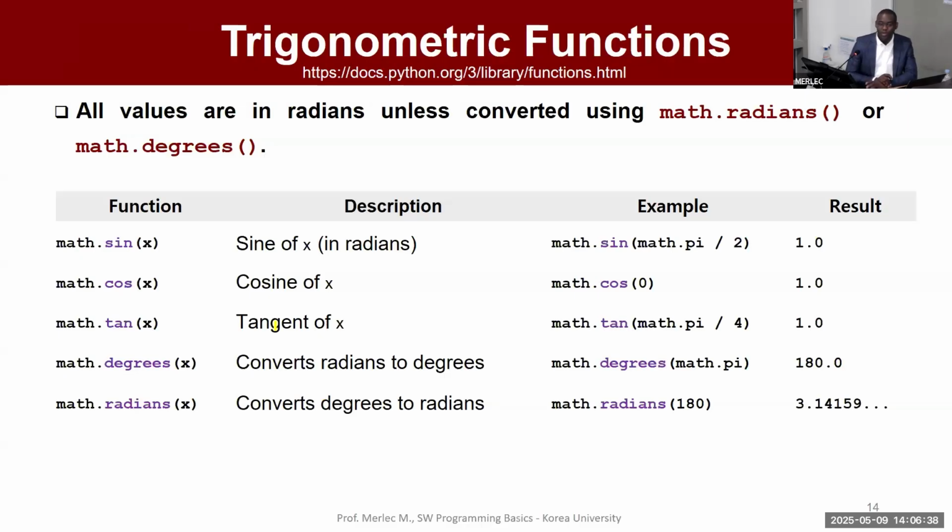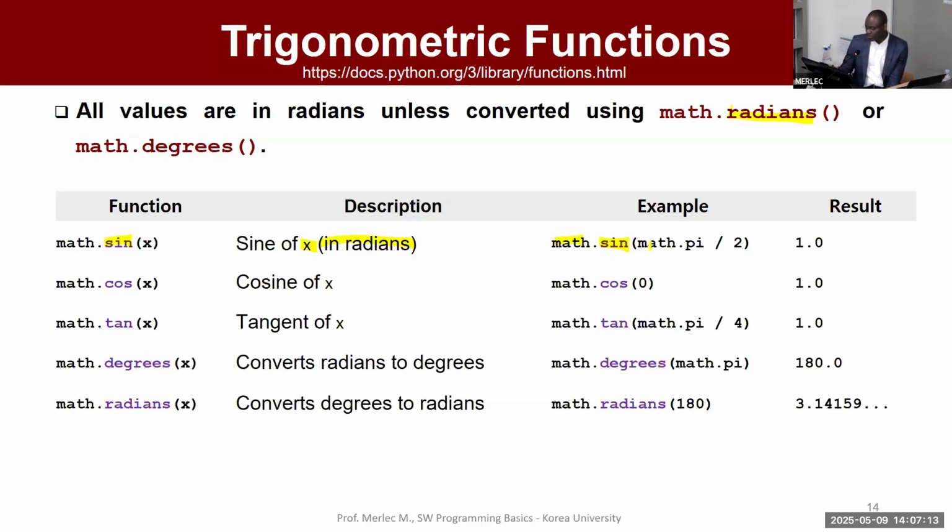The list is not extensive, so you can refer to the Python documentation to get the extensive list of logarithmic functions. We also have trigonometric functions, which are provided in the math module. For example, they can be used to convert radians to degrees and degrees to radians. The sine function is used to compute the sine of x in radians. Here's an example: math dot sin, and then you provide the value for which you would like to calculate the sine.